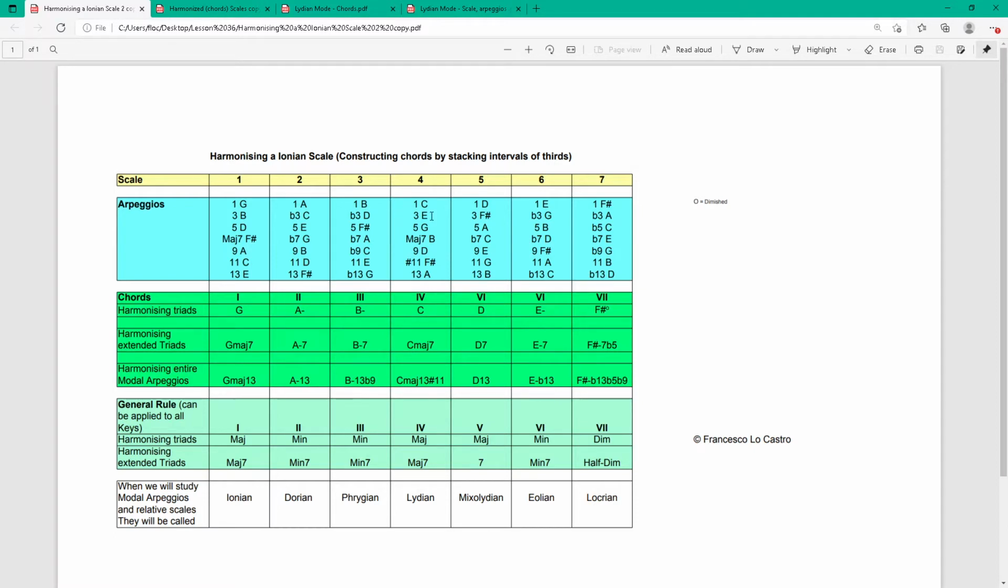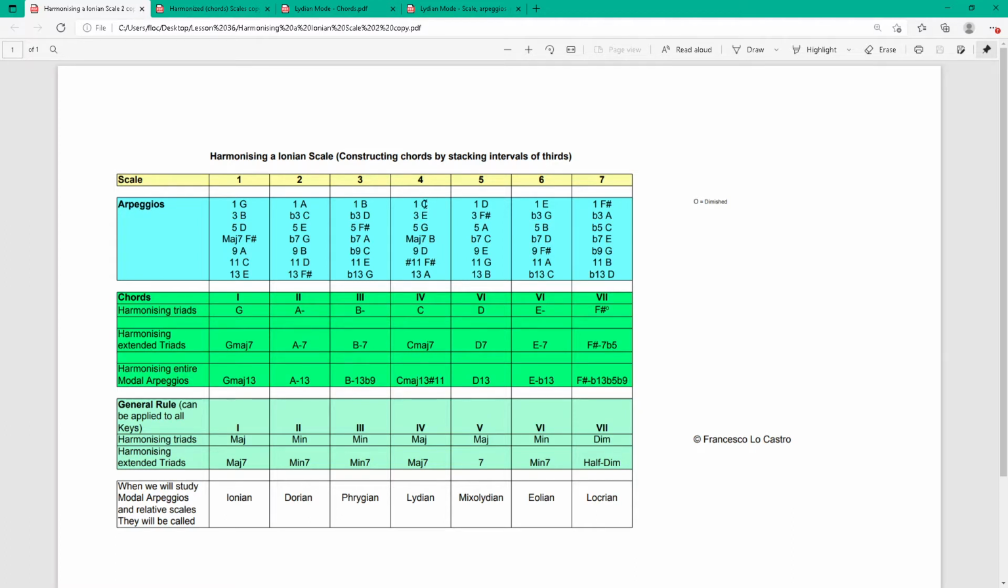So if C is number 1, E is number 3, G is number 5, B is the major 7 for C, D is the 2nd or the 9 for C, F sharp is the sharp 11 or sharp 4 for C, and A is the 13.